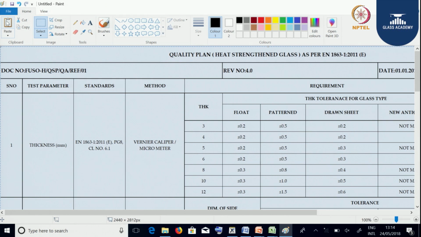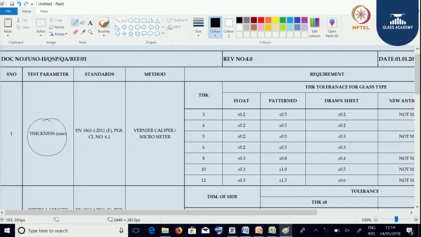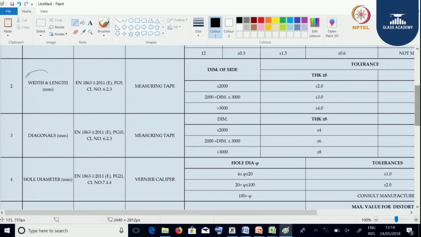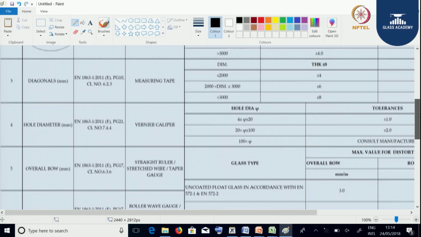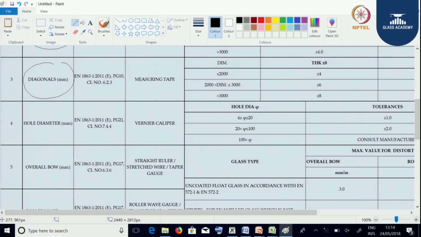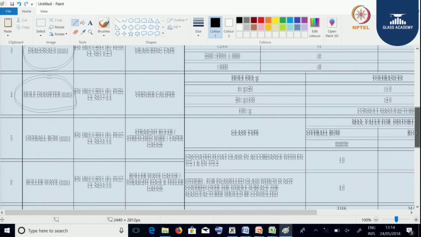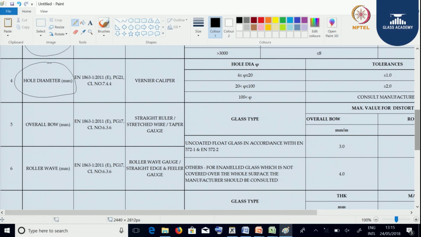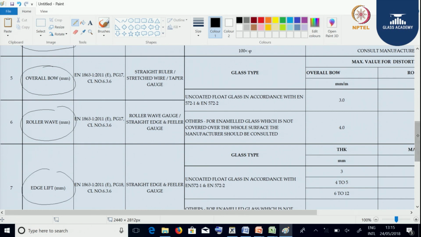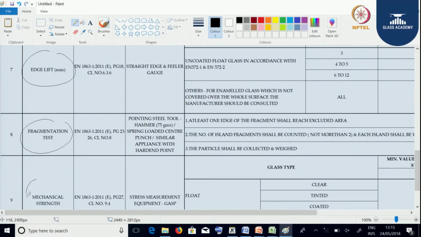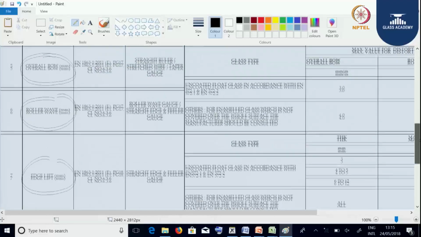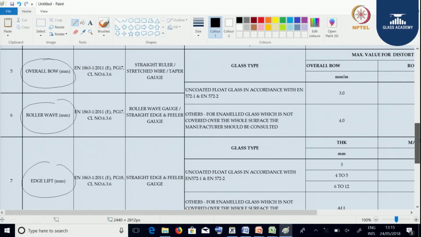Now we are going to see the quality plan for heat strengthened glass, and the standard that is applicable is EN1863. The parameters we need to check in the heat strengthening process are the thickness of the glass, the width and the length of the glass, which we have already done in cutting and grinding, the diagonal measurement, and hole diameter if the glass is fabricated. And the actual parameters we need to check in the heat strengthening process are overall bow, roller wave, edge lift, fragmentation and mechanical strength. Now we'll understand the heat strengthening parameters one by one.